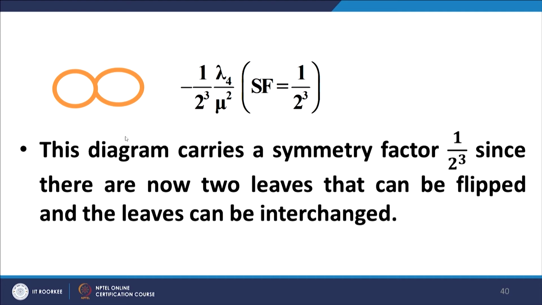Now, in this case, we have two loops, two connected loops. We have one vertex, and that vertex is a 4-point vertex. As you can see, there are 4 lines being joined at this point. So, it is a 4 vertex. So, we have lambda 4, and the number of lines is 1 and 2. So, we have mu squared, 1 line with the first loop and 1 line with the second loop. The diagram has a symmetry factor of 1 upon 2 to the power 3: the flipping of the first leaf, the flipping of the second leaf, and the interchange of the leaves.